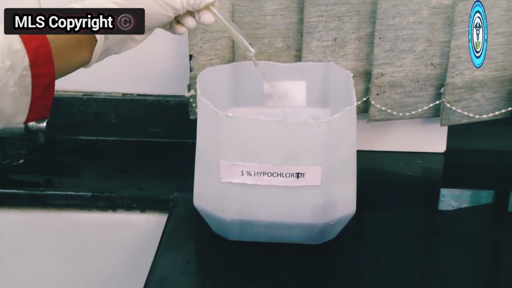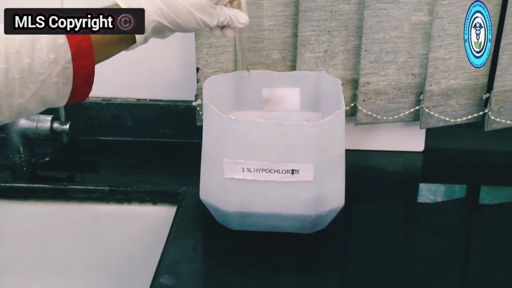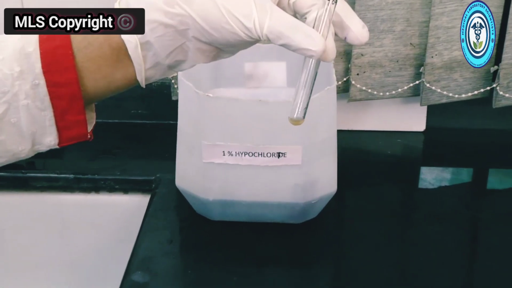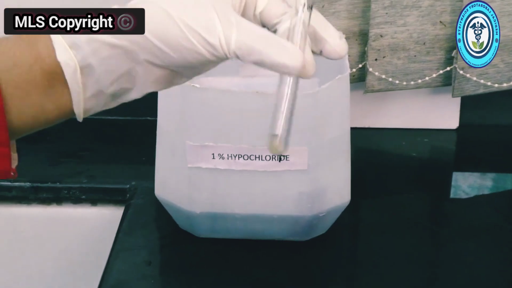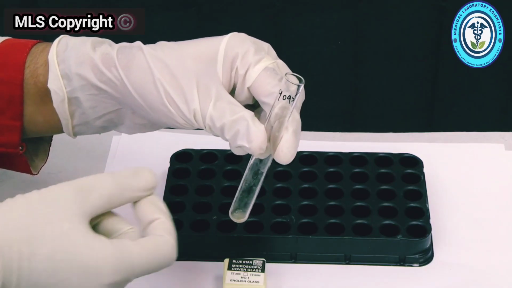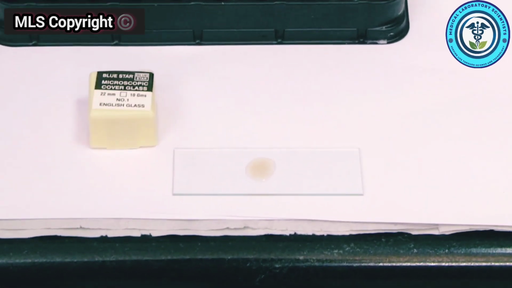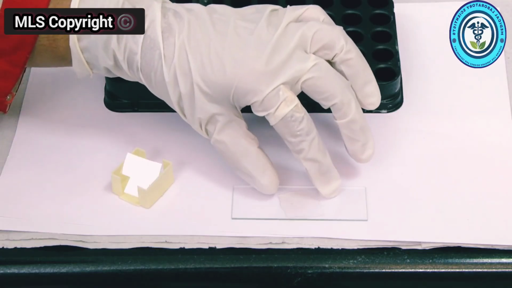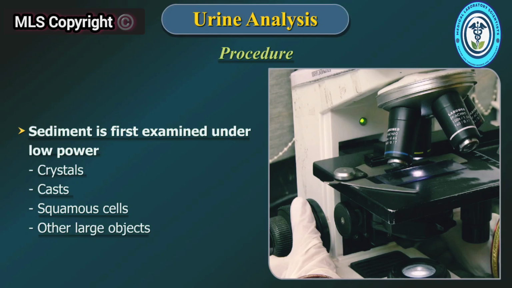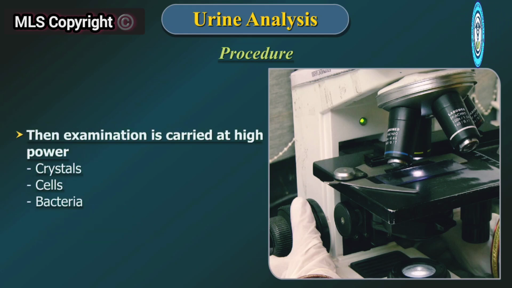Pour off the supernatant till a volume of 0.2 ml is left inside the tube. The sediment is resuspended in the remaining urine by flicking the bottom of the tube. A drop of resuspended sediment is poured onto a glass slide and a cover slip is placed on it. The sediment is first examined under low power to identify crystals, casts, squamous cells, and other large objects. Then examination is carried out at high power to identify cells and bacteria.